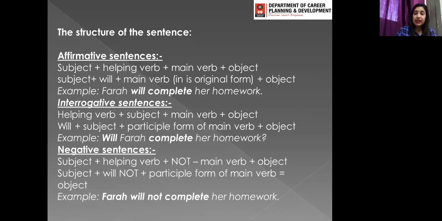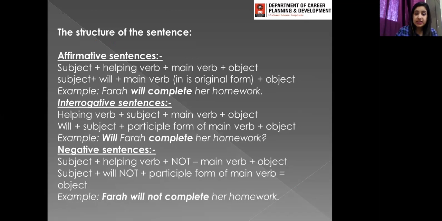Next are the interrogative sentences. The structure is helping verb, subject, main verb, object, where the helping verb is will. The example is, will Farah complete her homework? In this sentence they are asking whether it is going to happen or not. They are not confirmed about it. So it is an interrogative sentence.